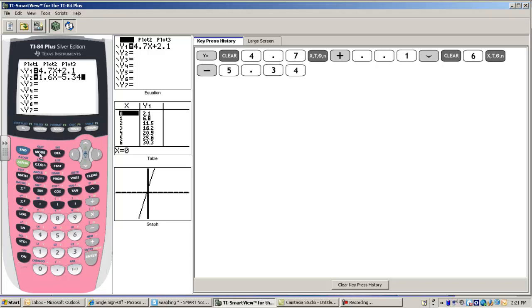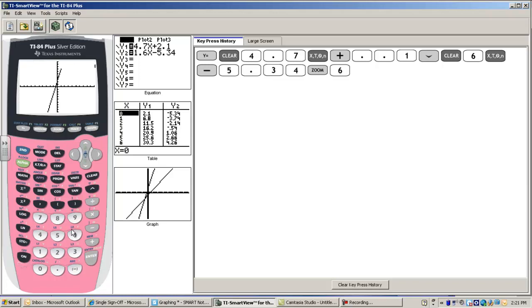Now, when we graph this one this time, it's going to graph in the same window that we graphed the last one in, and I don't want to do that. I want to graph in a standard window. So before I graph, I'm going to press zoom, and then option number 6 says zoom standard. That takes us back to a standard window. And you'll see, you can just barely see the intersection point right here, but you can see it, so your calculator can find it.